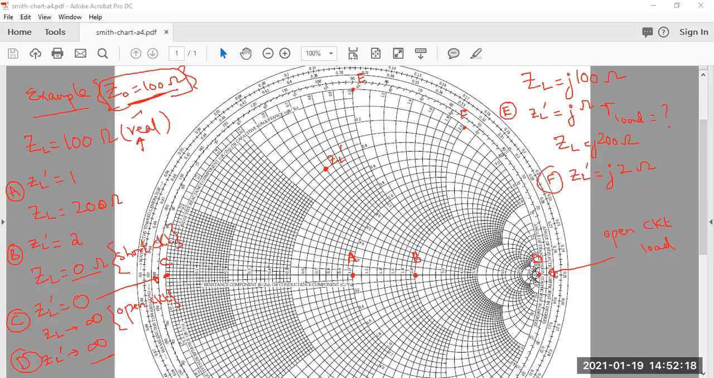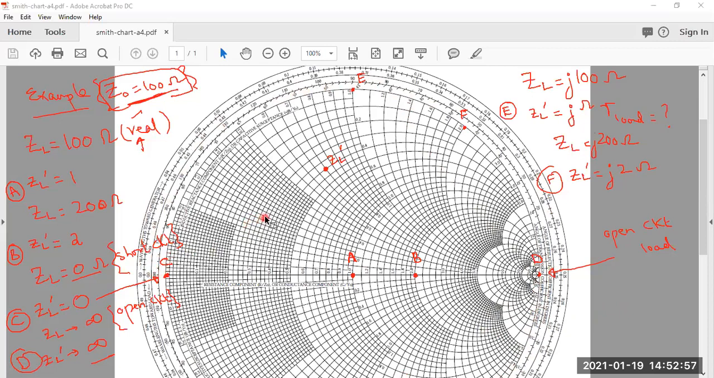And you can consider any example of purely reactive or purely imaginary load, and you will find out that its location on the Smith chart will be anywhere on this circle. Of course, I'm considering positive values, but we know that reactance can be negative as well. So you may be having ZL equal to minus j100, minus j300, minus j500. Then it will be at the bottom of the Smith chart. So it will be somewhere on this circle. The point is all imaginary loads are on the outermost circle.